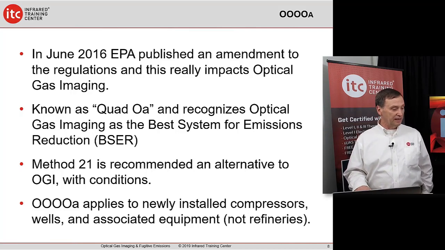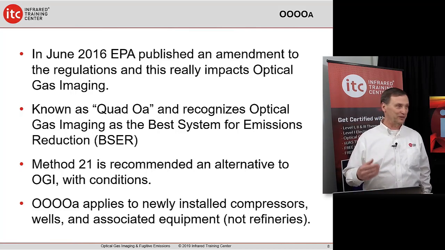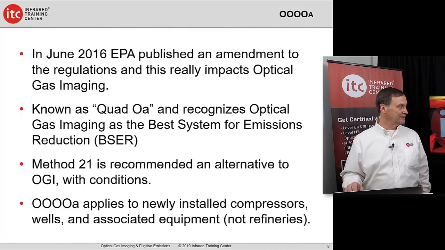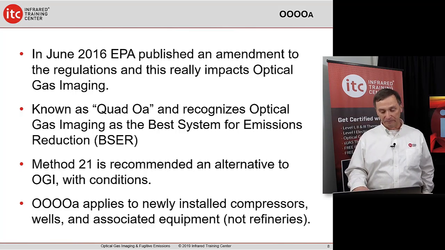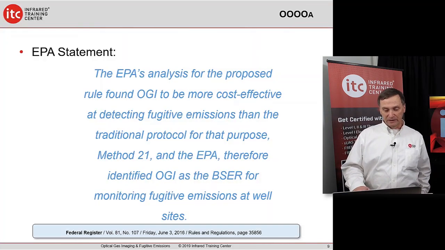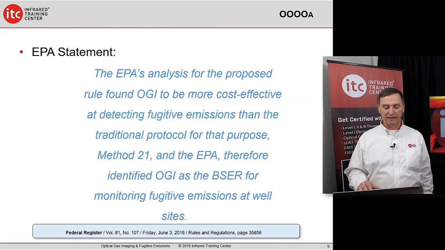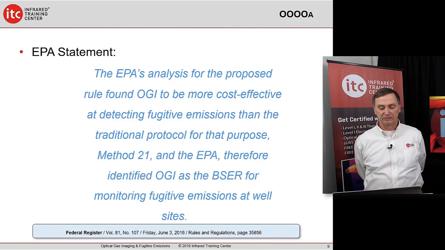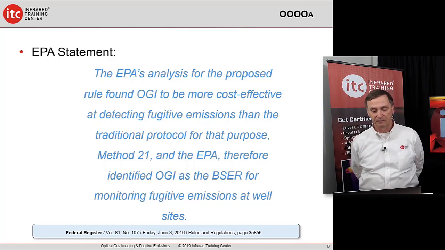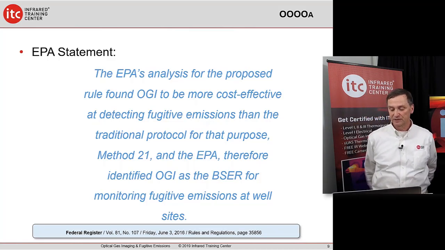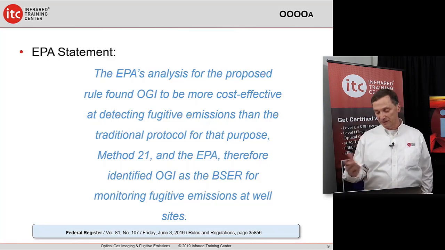A lot of my clients have adopted Quad OA as a best system for emissions reduction, and they look at everything, even though they're not required to, but they do it on the guise of Quad OA. And here's their statement. It says the EPA's analysis for the proposed rule found OGI to be more cost-effective at detecting fugitive emissions than the traditional protocol for that purpose, which is Method 21. And the EPA therefore has identified OGI as the BSER for monitoring fugitive emissions at well sites.